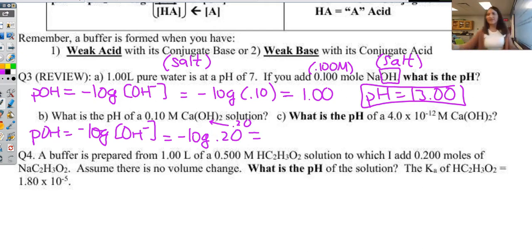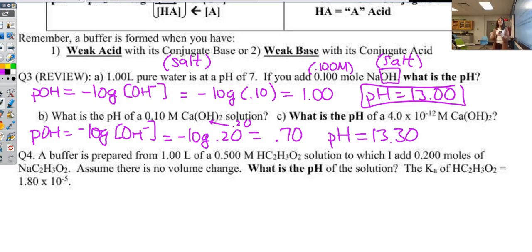Oh, I have my calculator too. So negative log of 0.2. And we should get, are you getting 0.699? Yeah. Okay, so because I want 2 sig figs, I'm going to say 0.70. Again, that is not my pH. Sorry, that was my pOH. My pH is what? 13.30 is going to be my pH.